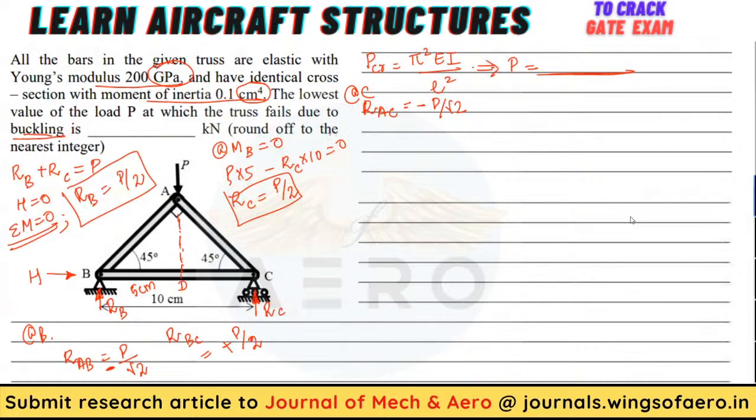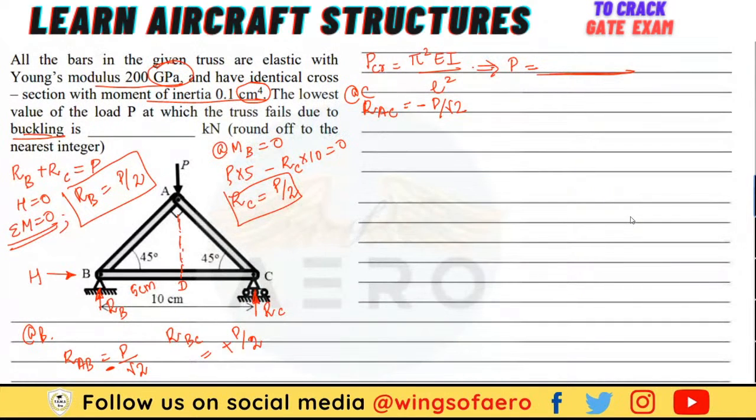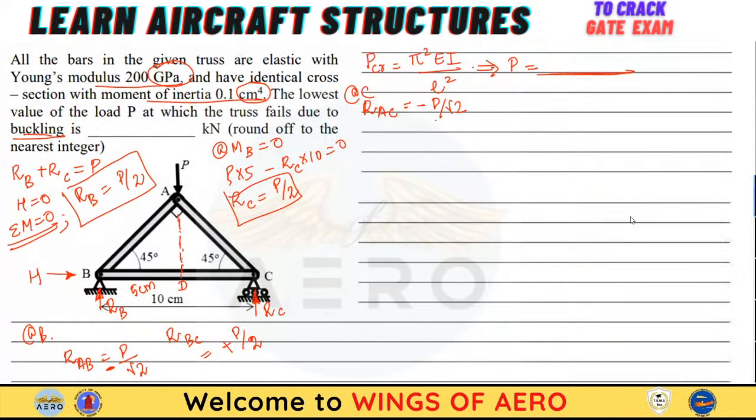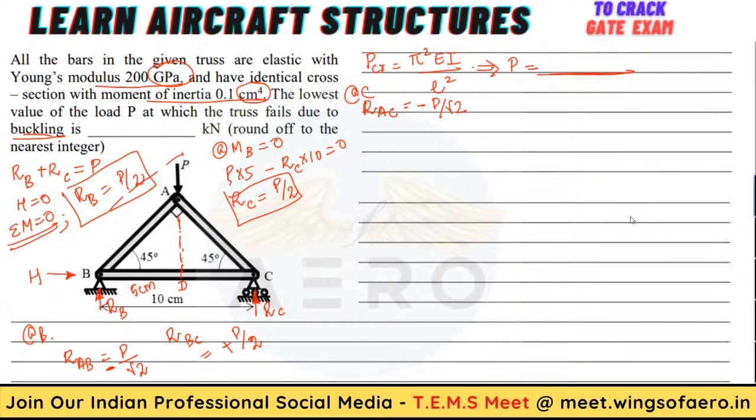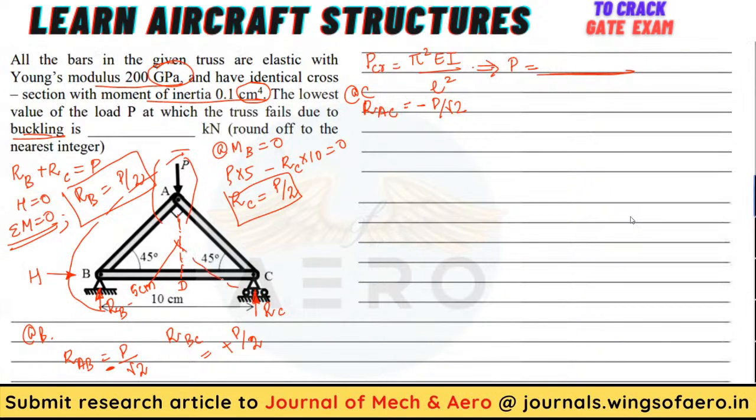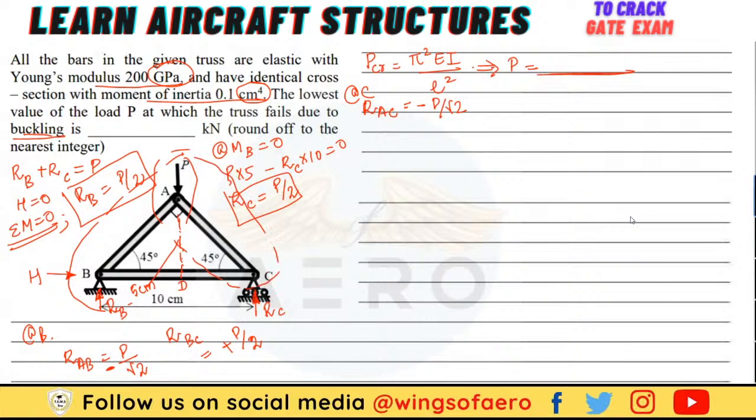Okay. Lowest. Now, both the AB and AC, right? Both the AB and AC, you have the same. That is P by root 2, compressive. Here also, R_AC, you have minus P by root 2. So you can take any one of the sides, either this way or this way. Now first you need to find, let's consider you are considering the AB side.